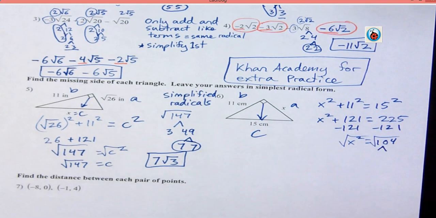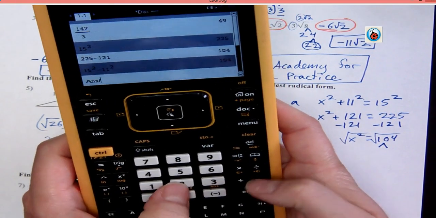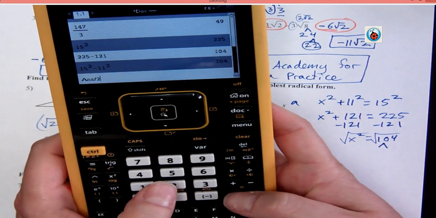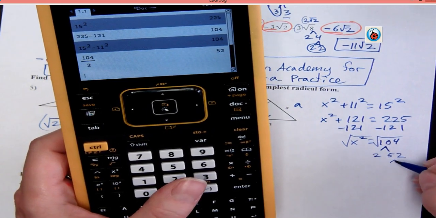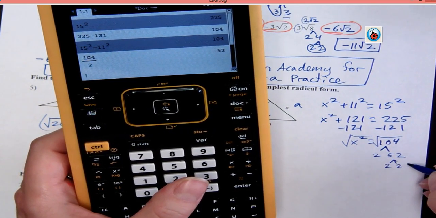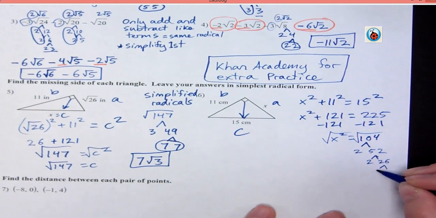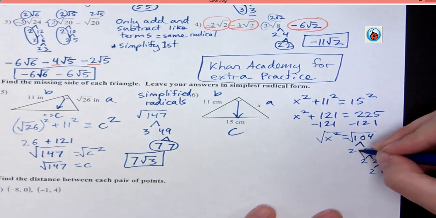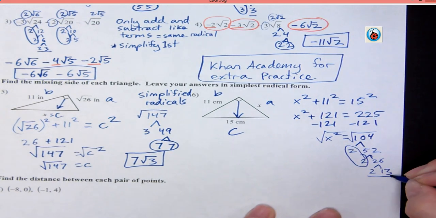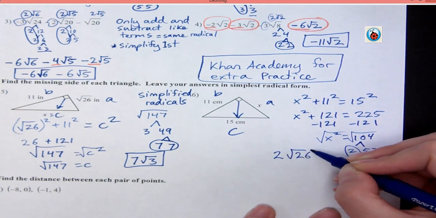So now I'm going to do my steps. 104, divide by 2, because I always start by taking the smallest one. It gives me 2 and 52. Divide by 2 again to get 2 and 26. Divide by 2 again to get 2 and 13. And 13 is a prime, I can't go any smaller. So my doubles go outside, singles stay inside, I multiply them back together to 26. And so my answer is 2 square root 26.